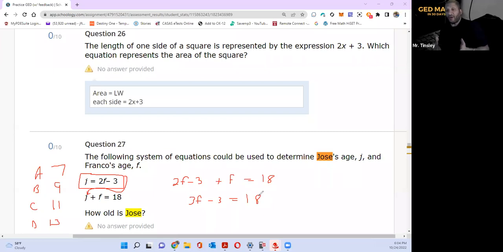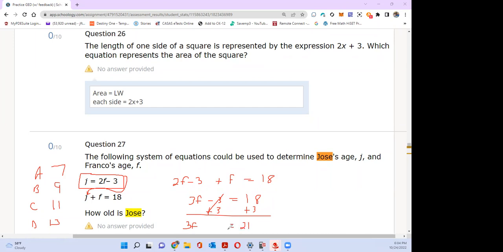If I want to solve for F, what do I need to get rid of first? The 3. What's the opposite of minus 3? Add 3. Add 3 to both sides. Once you add 3 to both sides, you bring down the 3F. The 3's cancel. You bring down the equal. 18 plus 3 is 21. Now, in order to solve for F, I need to divide both sides by 3. I get F is equal to 7.